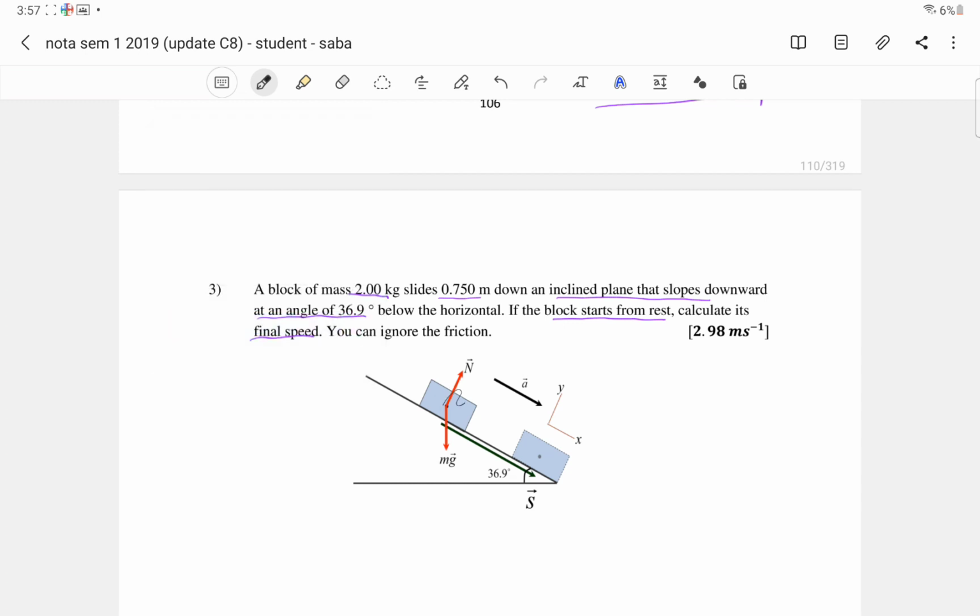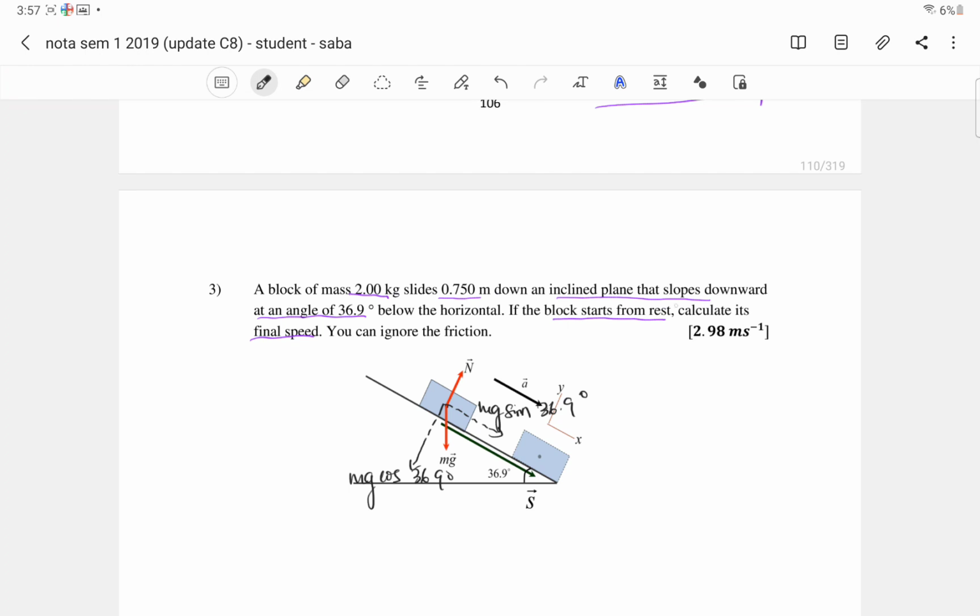Okay, so kat sini kita ada apa? This one we have mg cos 36.9 degree. This one is mg sin 36.9 degree. So we can ignore the friction.